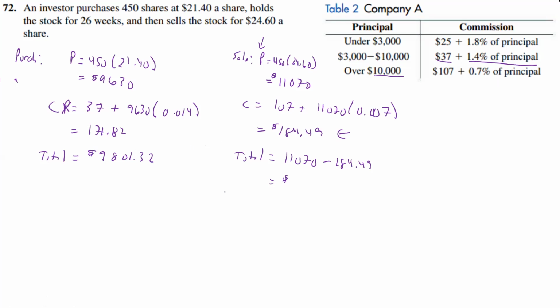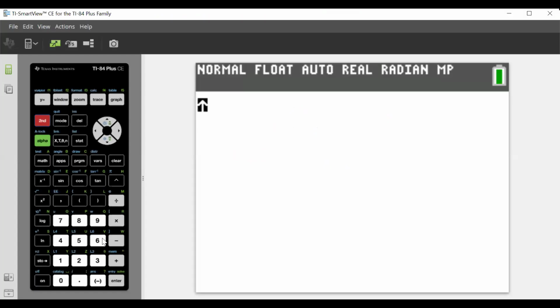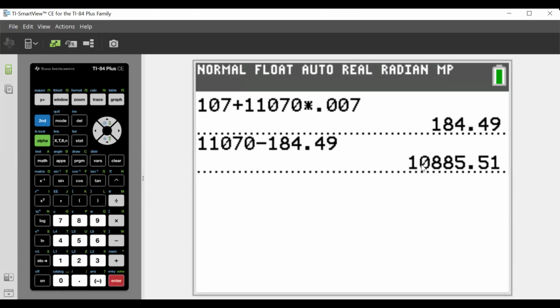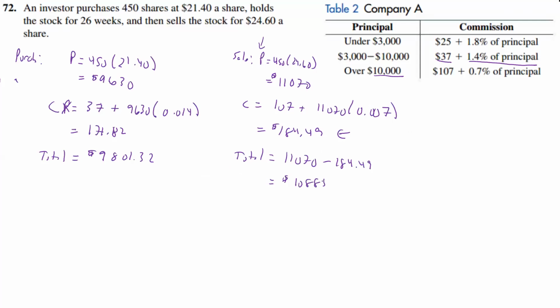If we do that, let's go back over here. So now we're going to have 11,070 minus the 184.49. Had to have that so I knew what it was. And that's 10,885.51. All right, so that's actually how much we're earning. So 10,885.51. We paid this much to get it, and this is how much we sold it for.